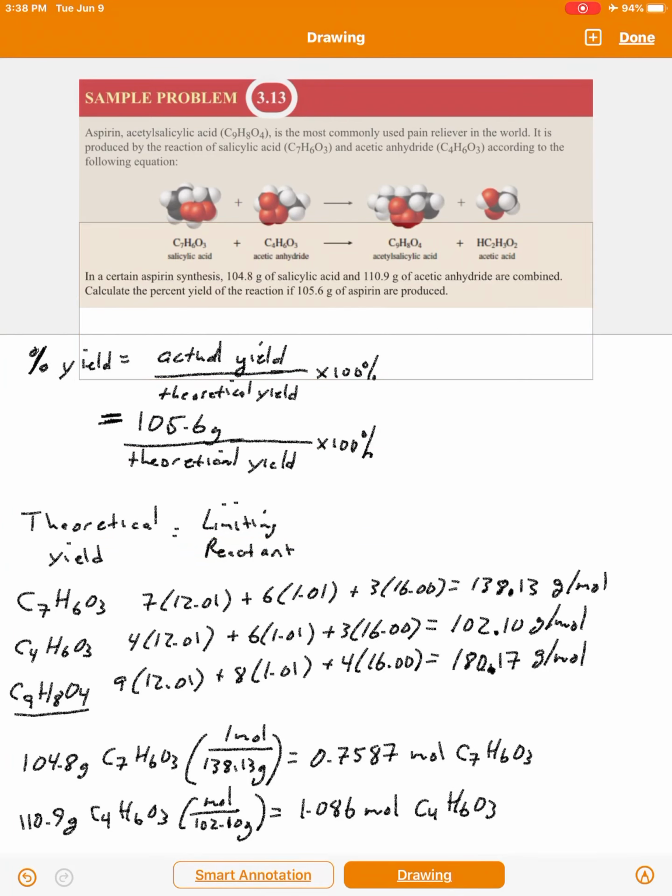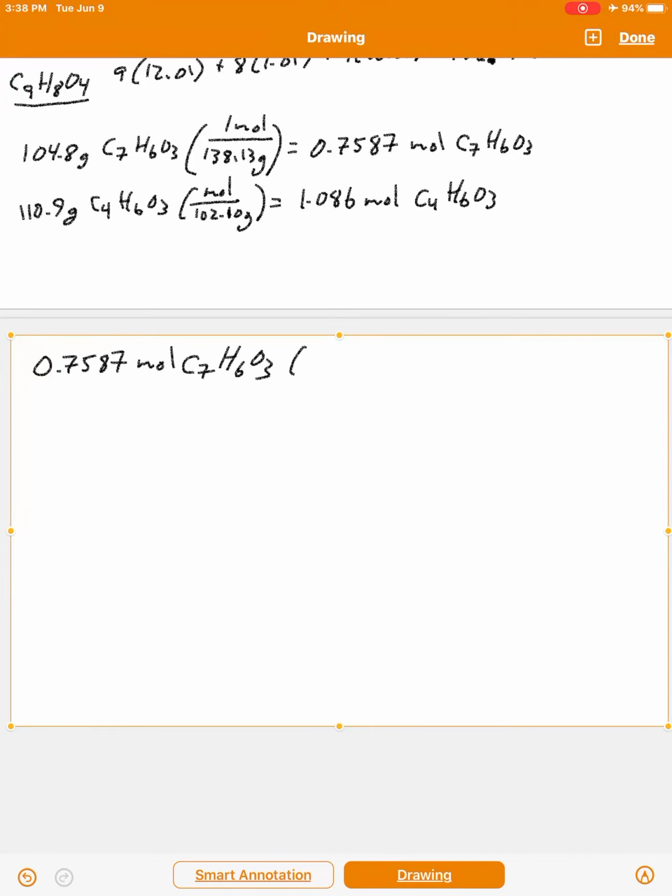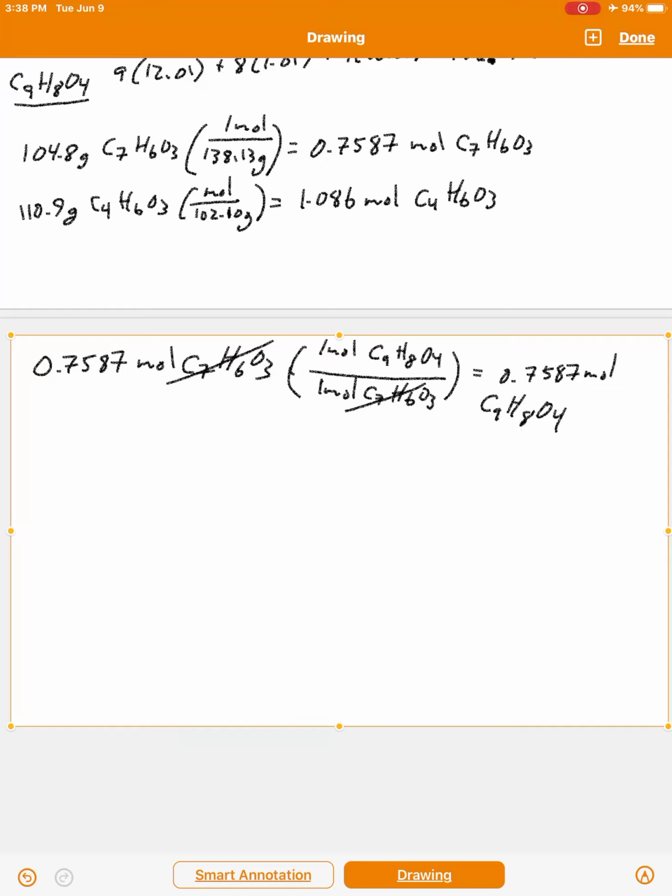On the product side, this is a 1, this is a 1, and this is a 1. So the stoichiometry is 1, 1, 1. So it's times 1 mole of the aspirin, C9H8O4, divided by 1 mole C7H6O3. Right, so you're going to get that same number. You're going to get 0.7587 of the C9H8O4. That's the smaller number than you're going to get for the next one.